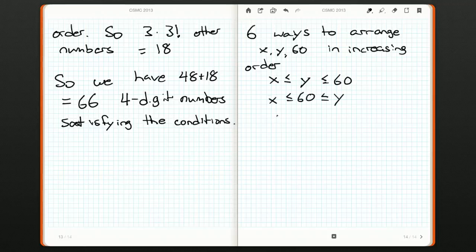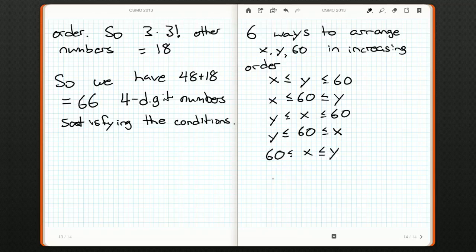What else can we have? We can have y less than or equal to x less than or equal to 60. We can have y less than or equal to 60 less than or equal to x. Remember, x and y are distinct because we're asked for ordered pairs (x, y), and I believe the equation we're given is not symmetric in x and y. And so finally we can have 60, and then x and y are both greater than it. So these are the possibilities.